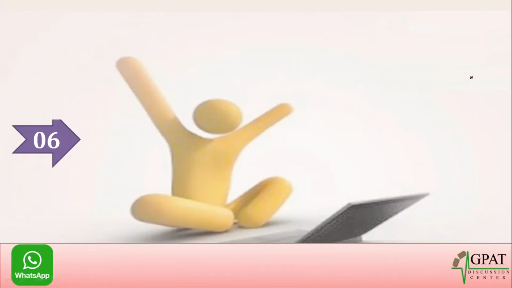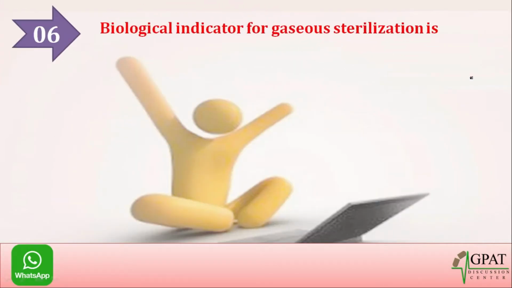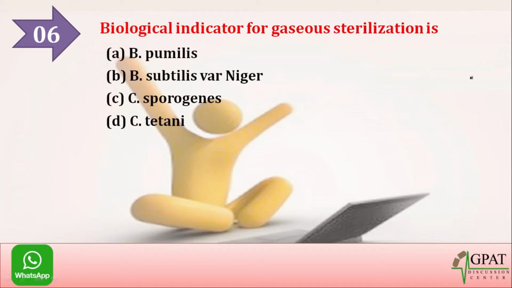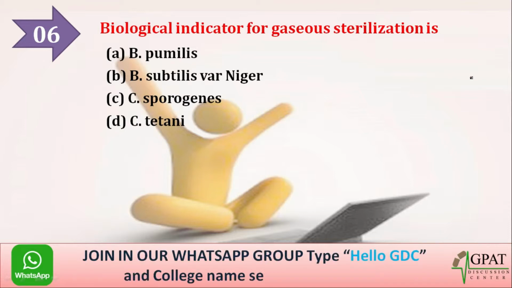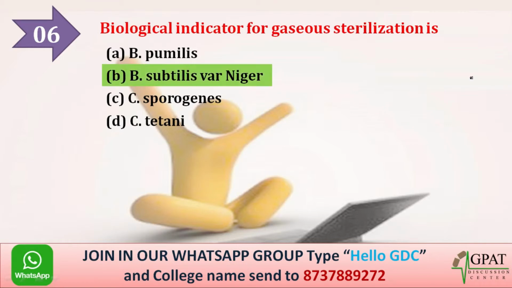Moving on to the next question, biological indicator for gaseous sterilization is, and the options are option A Bacillus pumilus, option B Bacillus subtilis variety Niger, option C C. sporogenes, option D C. tetani. So which is the correct answer for the biological indicator of gaseous sterilization? So the correct answer is Bacillus subtilis variety Niger.